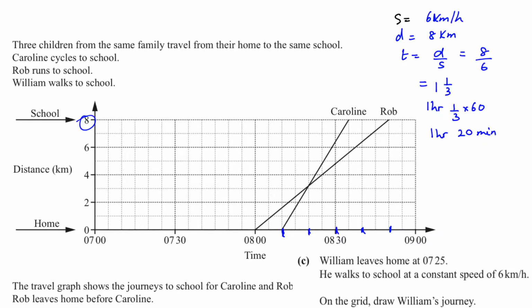To change 1/3 hour into minutes, multiply by 60: 1 hour and 20 minutes. The starting point of his journey has been given to us at 7:25. So this is 10, 20 and 25. And he takes 1 hour 20 minutes to reach the school. So that will be 8:25 and 20 minutes more. 10, 20. This is the time he will reach. So we will join these 2 points together now.